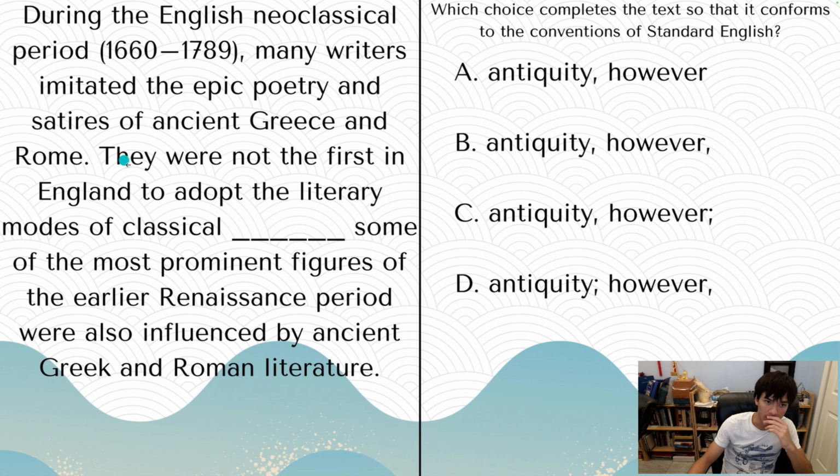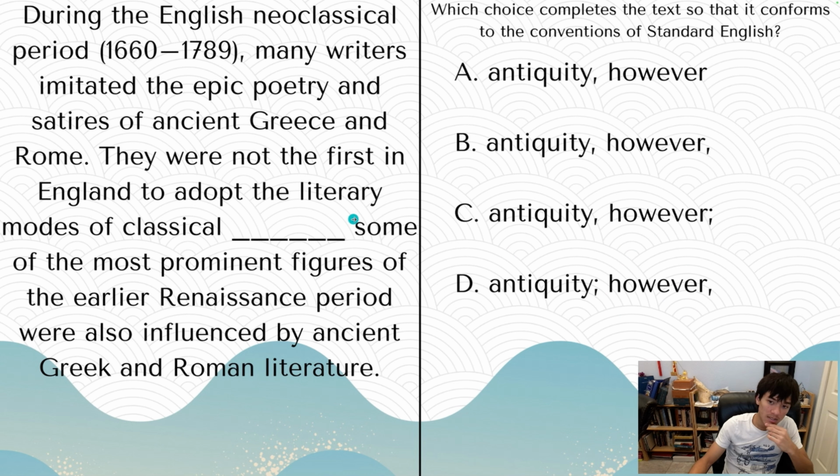This is an idea, right? They were not the first in England to adopt the literary modes of classical something, right? We can see it probably be classical antiquity. And then we have either ending in a comma or a semicolon, okay? This one is just wrong because you're separating two ideas, but you're starting with a however. It's not going to be correct, okay? But we're either going to end with a semicolon or a comma.